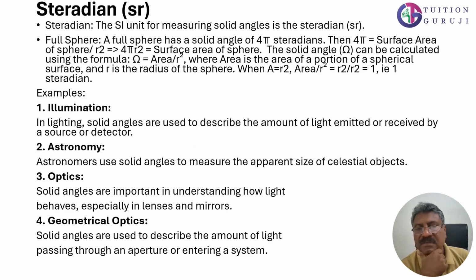Steradian is the SI unit for measuring solid angles, and a full sphere has a solid angle of 4 pi steradians. Then 4 pi is equal to the surface area of the sphere by r square. So the surface area of the sphere is equal to 4 pi r square. The solid angle omega is equal to area by r square, where area is the area of the portion of the spherical surface and r is the radius of the sphere.